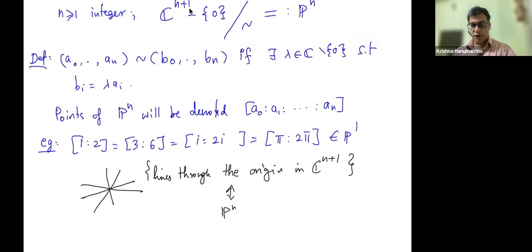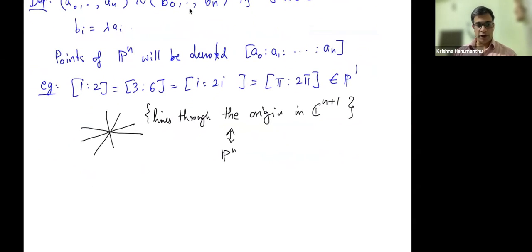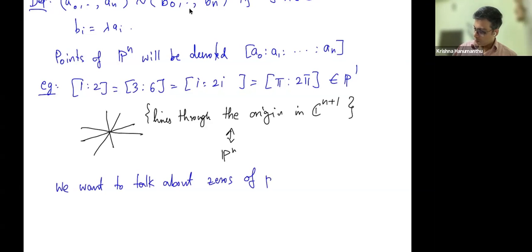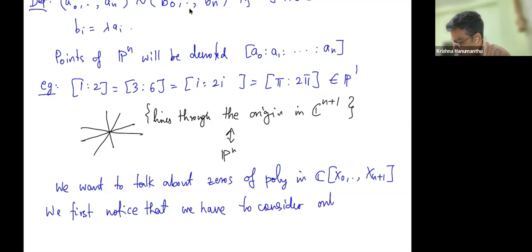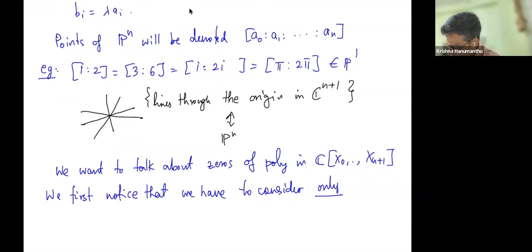Okay, so now the question is, we want to make sense of zeros of polynomials. As I indicated last time, you have to be careful when you talk about zeros or roots of polynomials, because you get into some obvious difficulties. Polynomials, of course, will be (n+1)-variable polynomials now, because you have (n+1)-tuple entries for points. But we cannot take just any polynomial, as I saw last time. We first notice that we have to consider only homogeneous polynomials. Let me define these.